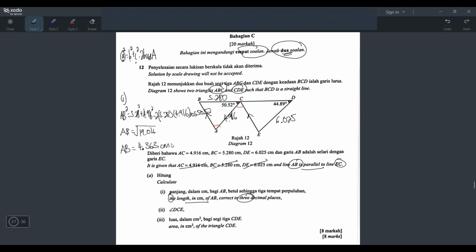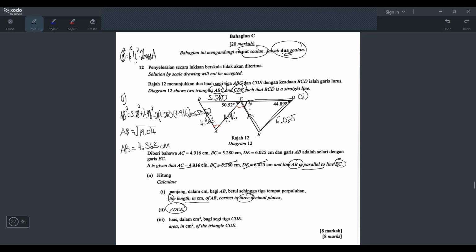Hope you understand. Now we do question number 2. Number 2 says find the angle DCE. So I will do it here. How to find angle DCE? I already know the length AB, so I should label in my diagram here 4.363. DCE means the angle where? Here, right? Okay, actually how to find this angle?